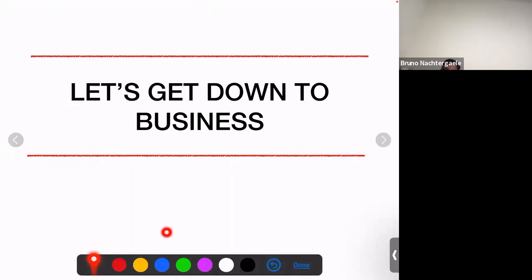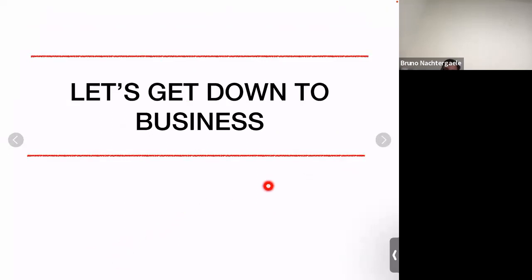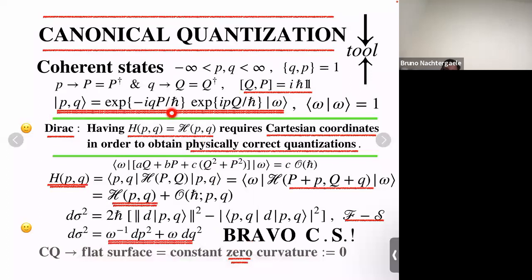Let's get down to business. Here is canonical quantization. In this region of the screen, we're going to put down the purpose of the slide, and here, this is a tool. Now, we have P and Q between plus and minus infinity, with the Poisson bracket equal to 1. P can be promoted to a self-adjoint operator. Q can be promoted to a self-adjoint operator. Here's the commutation relation. And finally, here is our coherent state labeled by little p and little q.